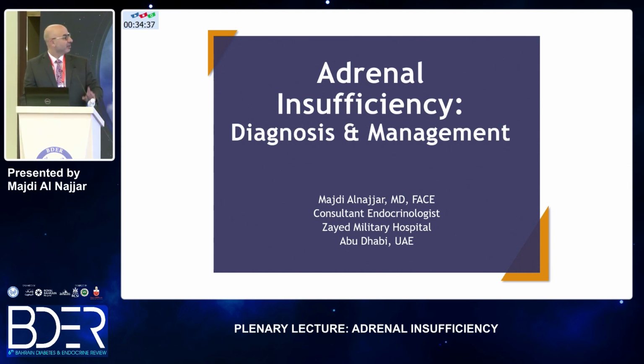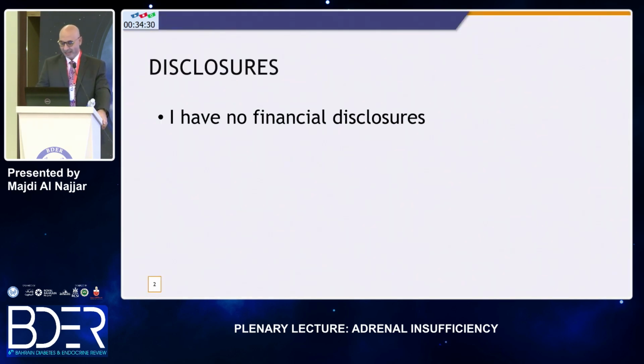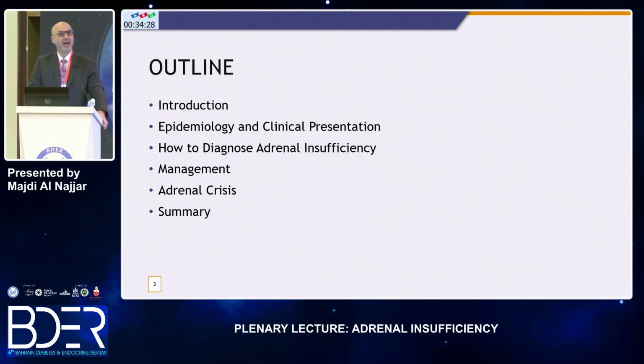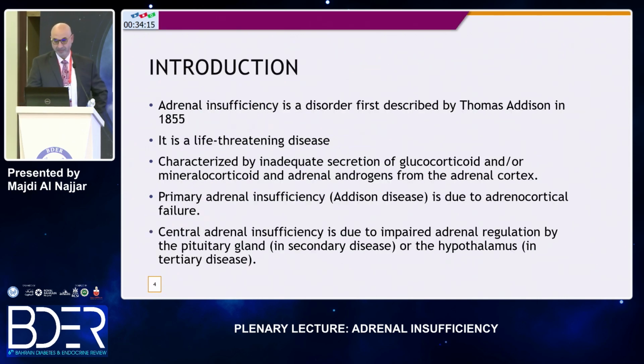Okay, let's start. Adrenal insufficiency. We'll talk about diagnosis and management, and I have no disclosures. This is my outline. We'll have an introduction, then we'll talk about epidemiology and some clinical presentation, and then how we diagnose adrenal insufficiency and the management, and then maybe a couple of slides about adrenal crisis and a summary.